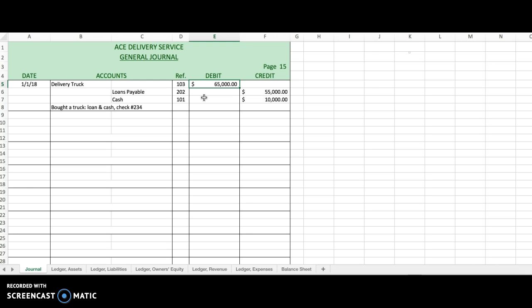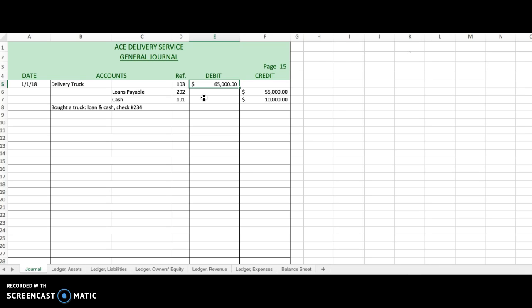So at the end of 10 years, the delivery truck is going to still be worth something, and we will trade it in, and it will give us some value. Sometimes it's called trade-in value, as I said, or salvage value. In this case, we're going to assume that at the end of 10 years, this truck is going to be worth $2,000.